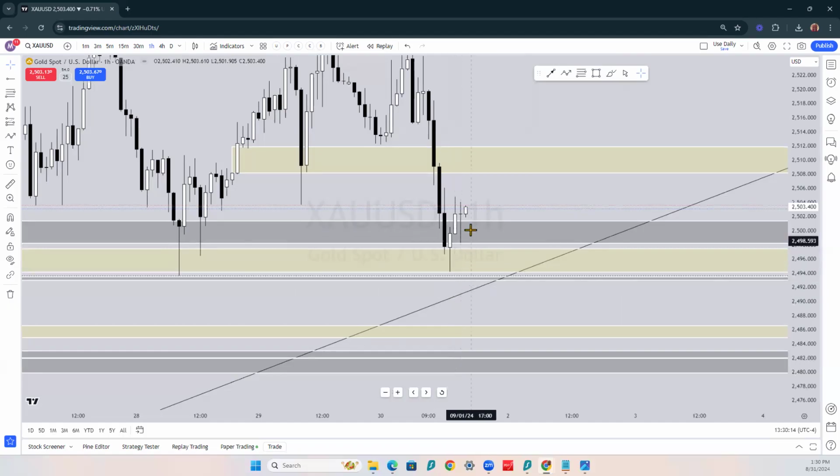waiting for the market to go up. It could go up, right? Maybe touch this box, come back, touch this box, and trend higher.